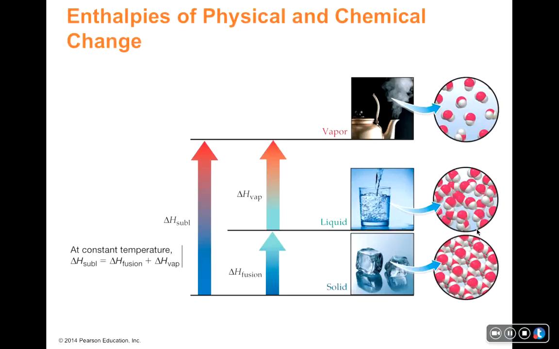One thing to note, and it will help you in the problems, is that the delta H of sublimation is equal to the sum of the delta H of fusion plus the delta H of vaporization for any compound. So if you're given, say, two of these, you can figure out the third one just by that relationship.